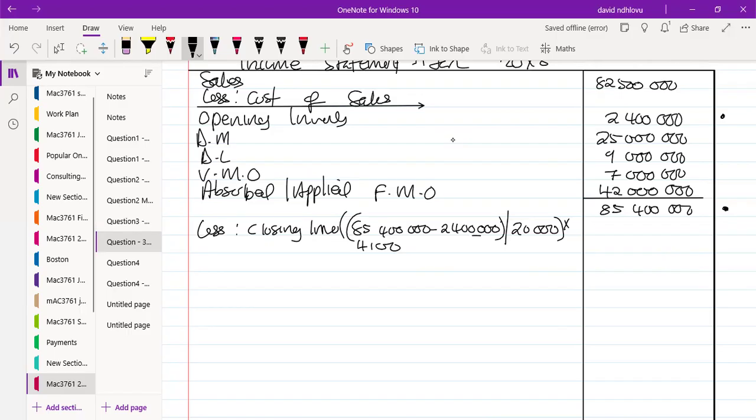What is the 4.1 figure? Sorry, come again. The 4.1 figure, I get it's 8,500 minus 2,400 divided by 20 multiplied by 4,100. Yes. Or this figure is the number of units remaining in closing inventory. So this calculation that you have here will give you the cost per unit, né? Cost for 1 unit. Then how many units do we have in closing inventory?